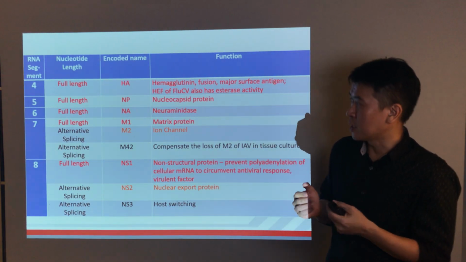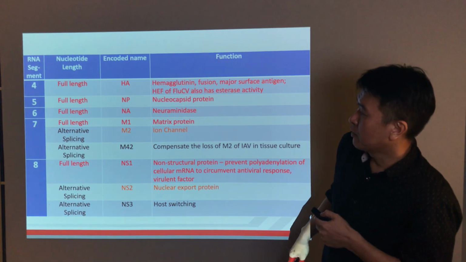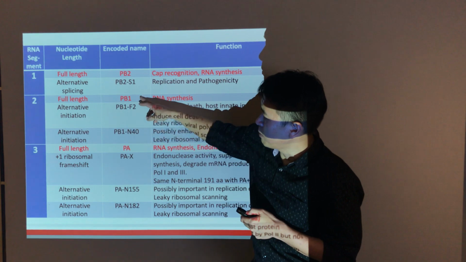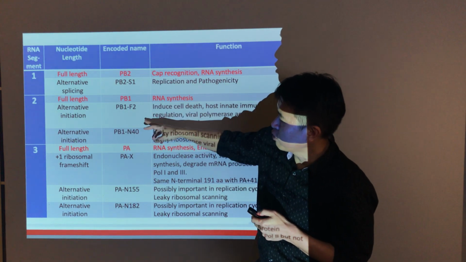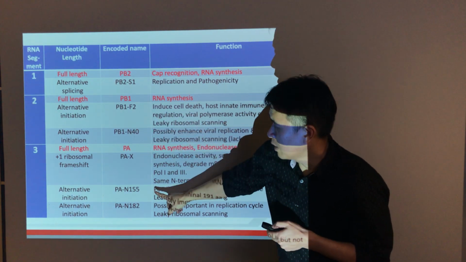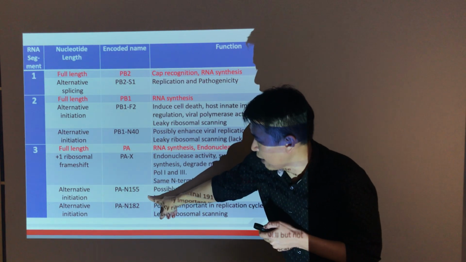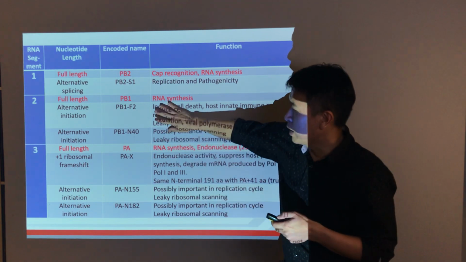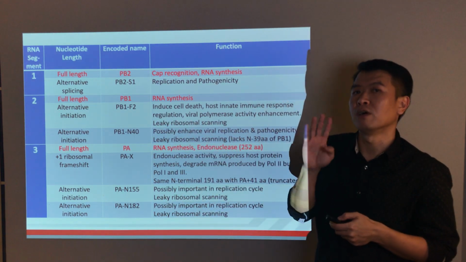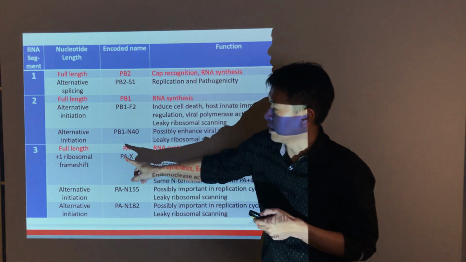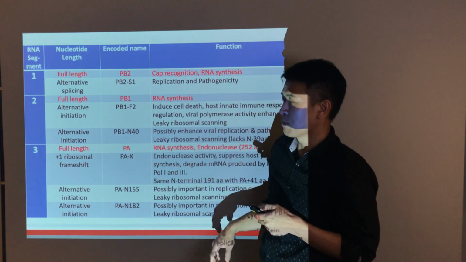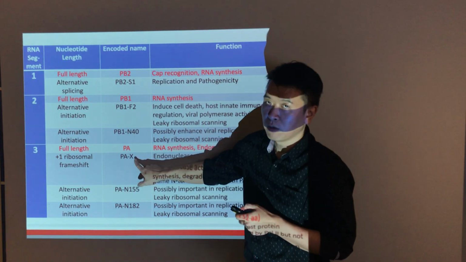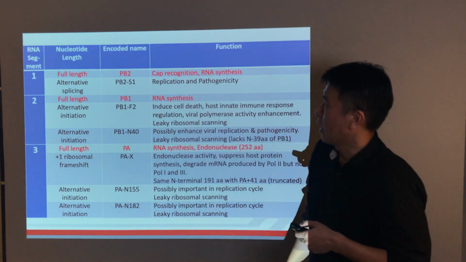So in total we have 13. Then we also have alternative initiations, by which PB1 will produce PB1F2, PB1N40, and then we also have PAN155 and PAN182. So here we produce an additional 4 proteins, and the last one is +1 ribosomal frameshift that produces another additional protein, which is PAX.